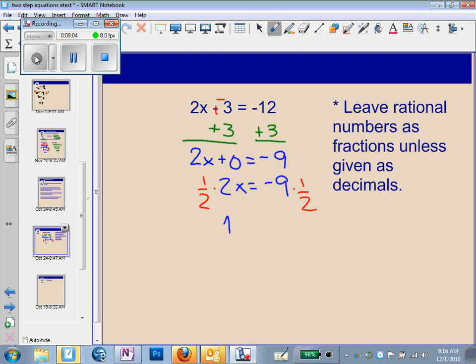So 1/2 times 2 is 1. So that leaves us with 1 times x on the left and a negative 9/2 on the right. So x equals negative 9/2, and we can leave that in both.